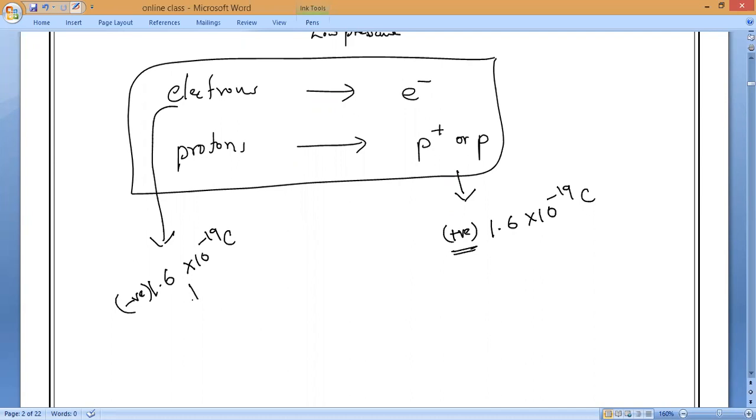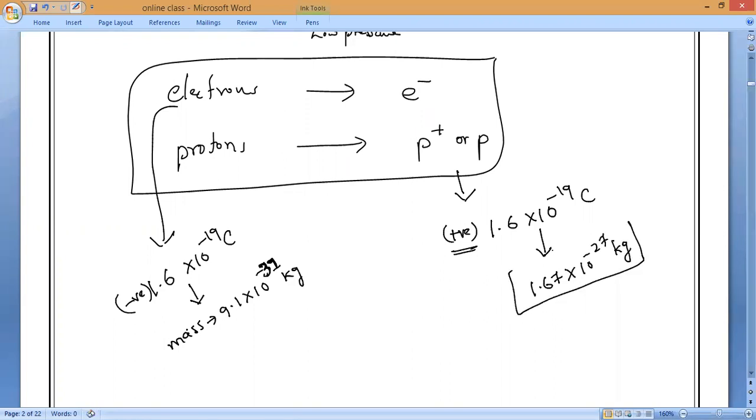Now, what is the mass of one electron? Everybody, how much? 9.1 into 10 power minus 31 kg. Now, for the proton, with 1 unit of positive charge, the mass is 1.67 into 10 power minus 27 kg. So who is bigger, proton or electron? Proton mass is bigger.